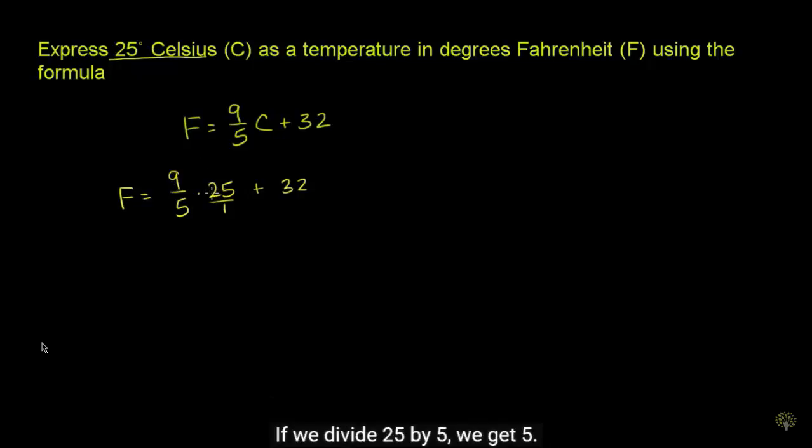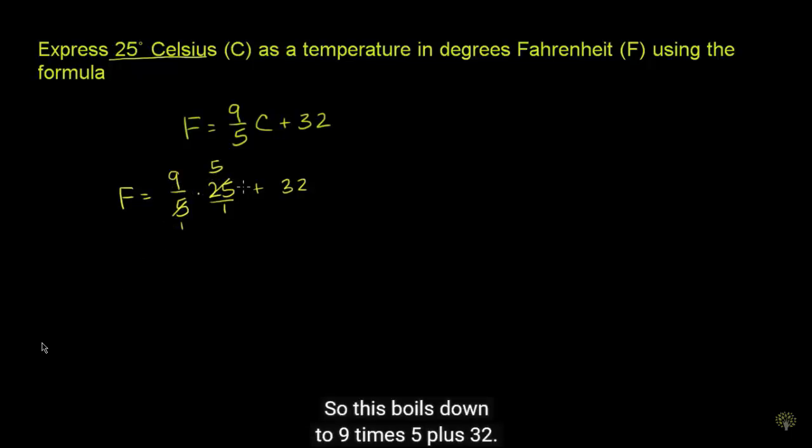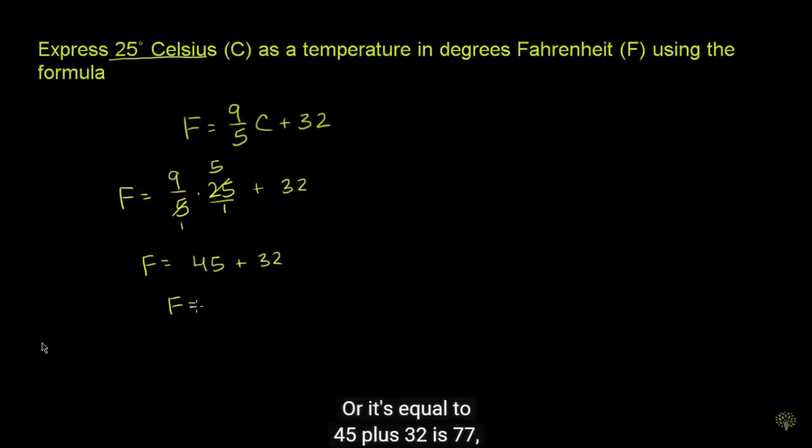If we divide 25 by 5, we get 5. If we divide 5 by 5, we get 1. So this boils down to 9 times 5 plus 32. So our Fahrenheit degrees are going to be 9 times 5 is 45 plus 32 degrees. 45 plus 32 is 77. So this is 77 degrees Fahrenheit.